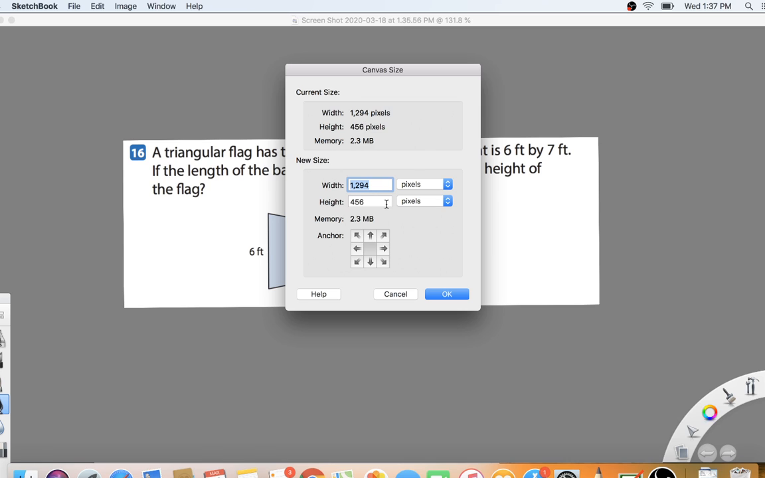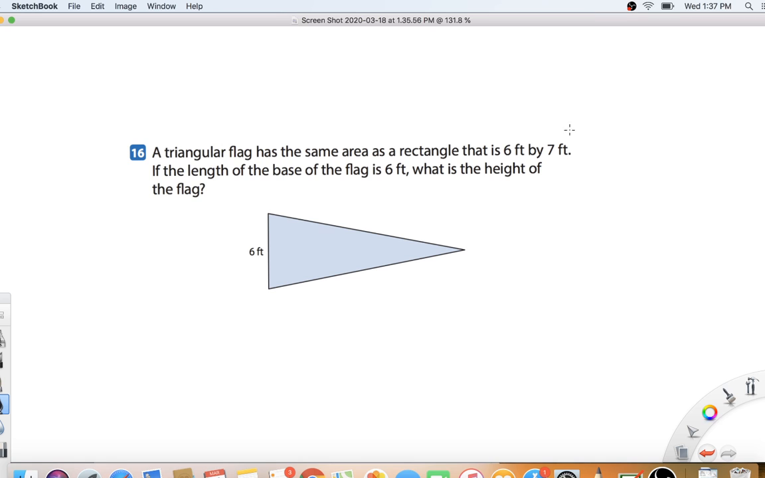So it's saying that it has the same area as a rectangle. So let's create this rectangle real quick. This rectangle is going to be a 6 by 7, so we can just draw a rectangle. I know it's not to scale, but we'll just call this one 6 feet and this one 7 feet. Now when we find the area for this one, it's 6 times 7. It equals 42 feet squared.